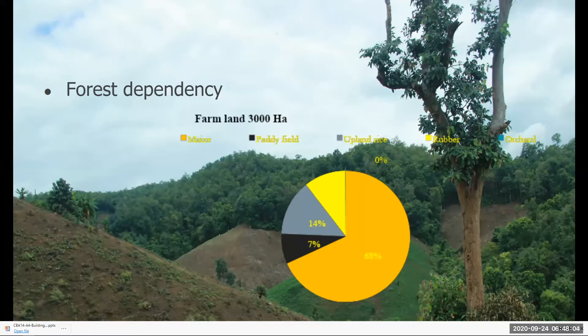So this is a diagram showing the former land use, or the land use in the past. People depend very much on the forested area, but anyhow, about 68% was covered by monoculture, which is maize, and about 14% by upland rice cultivation, and then 7% by paddy field. The rest was covered by rubber plantation and also some fruit orchard. So that consists of the 3,000 hectares of farmland.